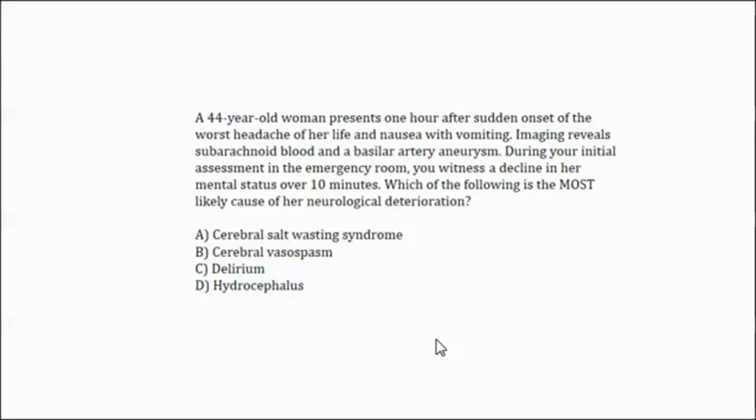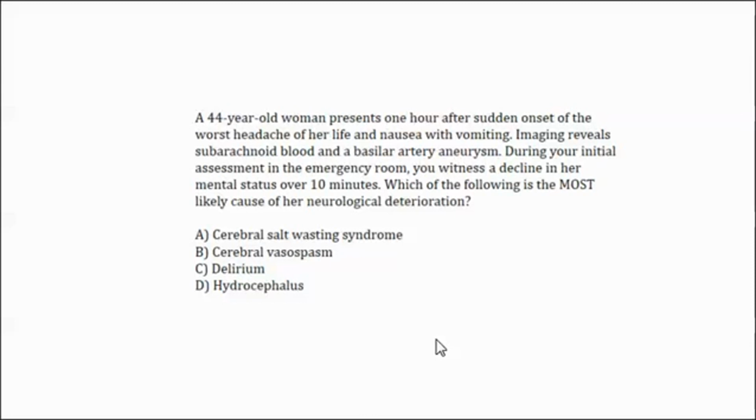All right. Worst headache of life means subarachnoid hemorrhage to you when you're taking a test. Confirmed with subarachnoid blood and a posterior circulation. She acutely declines while you go down to see her in the ER. What caused this? So all of these are correct answers for neurocritical care, stuff that happens. You can't rule one out because it's just irrelevant.